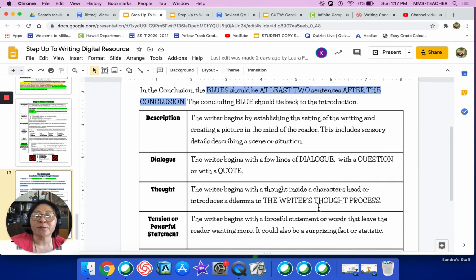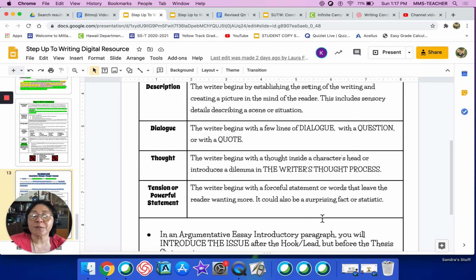A thought. The writer begins with a thought inside a character's head, or introduces a dilemma in the writer's thinking process. Okay. It could also be a tension or powerful statement. So the writer begins with a forceful statement or words that leave the reader wanting more. Like, what do they mean? What are they talking about? It could also be a surprising fact or statistic.